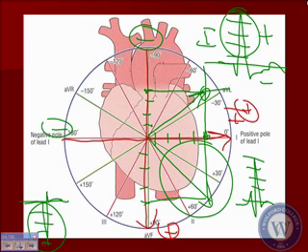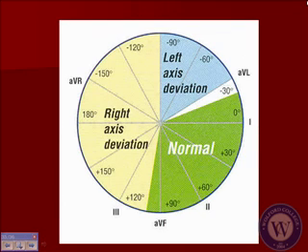You get a positive AVF and a negative lead 1. So when you see negative lead 1, you know that you should possibly be in the right bundle branch area. Right axis deviation. This is to show you the normal range, minus 15, in this case it looks like minus 20, all the way to plus 110.